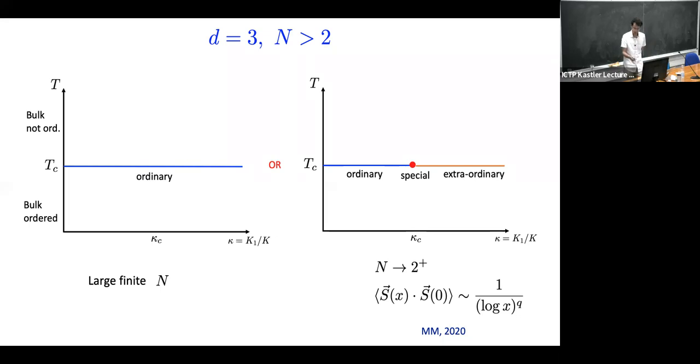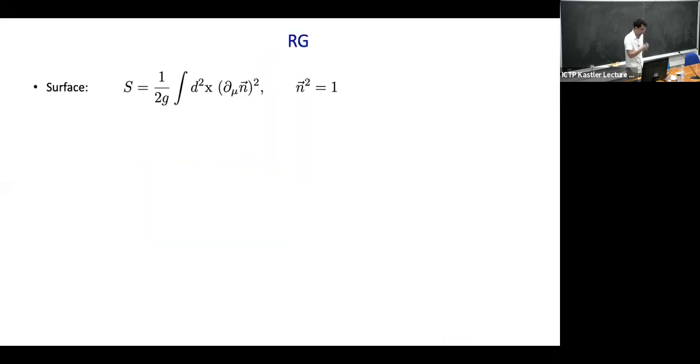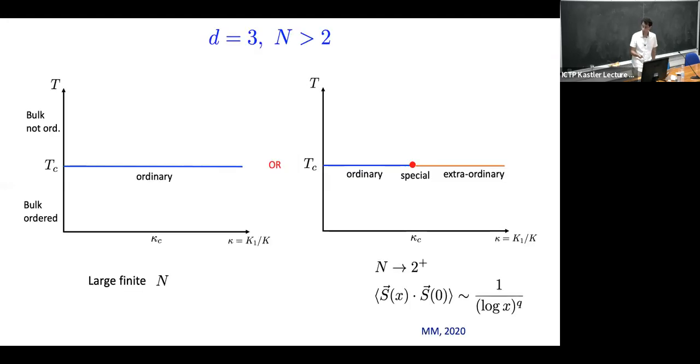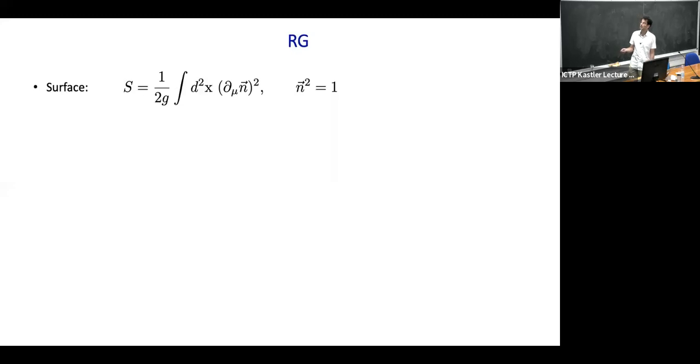So let's discuss where all of these results come from, and they come from the following renormalization group analysis. What you would like to understand is what happens in the regime when the surface coupling K1 is large. That is, there is a possibility of some kind of extraordinary phase. In this regime, there is a very strong tendency in the surface layer towards at least local magnetic order. So let's describe the surface layer by the following two-dimensional nonlinear sigma model, and the coupling G will be small when K1 is large. Of course, the interesting question is what happens when this two-dimensional surface layer is coupled to the bulk fluctuations.